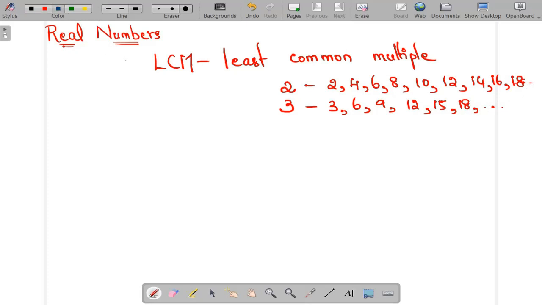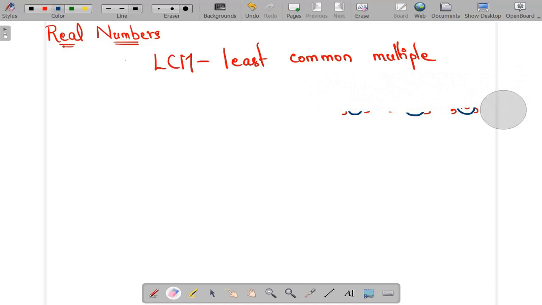Now, if you see the multiples of 2 and 3, there are many multiples that are common to each. For example, 6 is there for both 2 and 3. Then 12 is common for both, 18 is common for both, and so on. LCM means I need to pick the least common one. So the least of the common multiples is going to be 6. Now let's see how prime factorization is used to calculate the LCM of different numbers.